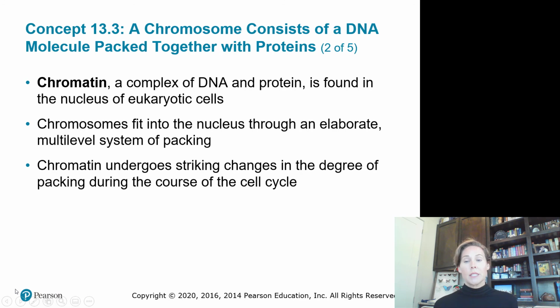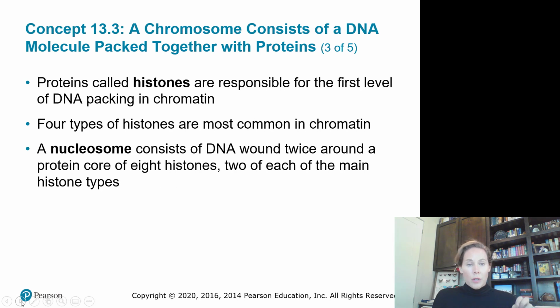Chromatin is a complex of DNA and protein, and it's found in the nucleus of eukaryotic cells. Remember, before chromosomes become condensed during mitosis and meiosis, they're just chromatin. They're just kind of a jumble, a bunch of spaghetti, really messy.